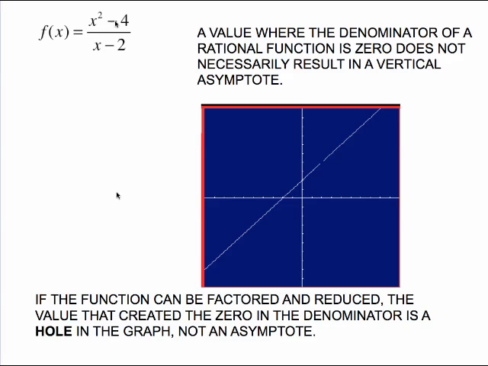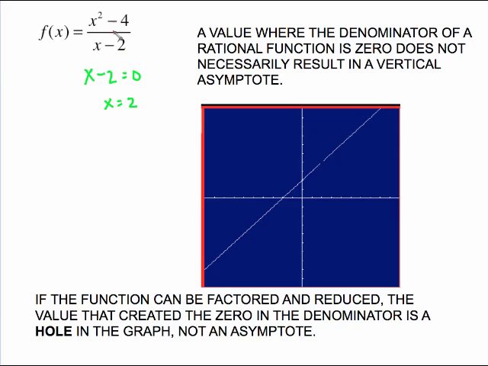This video will continue with vertical asymptotes, holes, and get into horizontal asymptotes. If we look at this function and we look at this denominator, we're used to setting that denominator equal to 0 and solving. If we solve this, we get x equals 2 as a vertical asymptote.